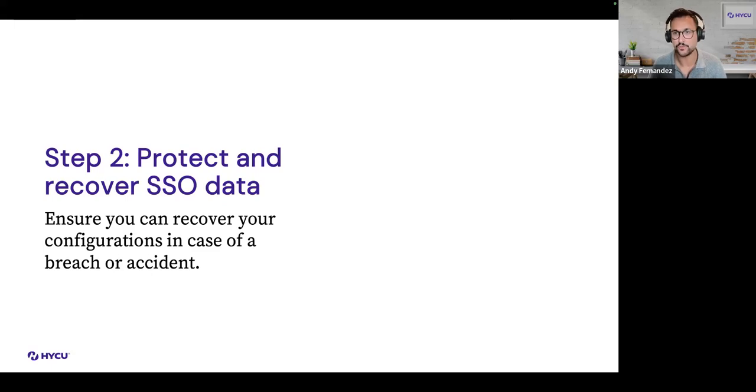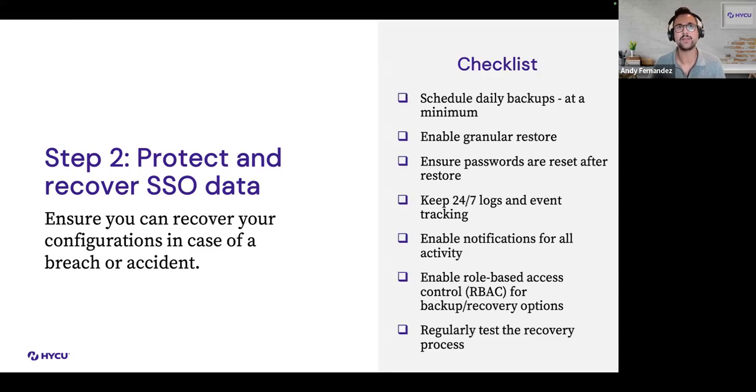Two is actually starting to protect your SSO configurations. And what I mean by SSO configurations, I mean your access policies, your roles, all of the configurations and entities in your Okta and your Entra ID that are critical to the organization. And what we recommend is that at minimum, you should be backing these up daily. You want to be able to restore these from a granular perspective. You want to make sure that passwords are reset in case of a breach and you're able to restore to a safe point in time. You want to keep logs, you want to enable notifications, and you regularly have to test.